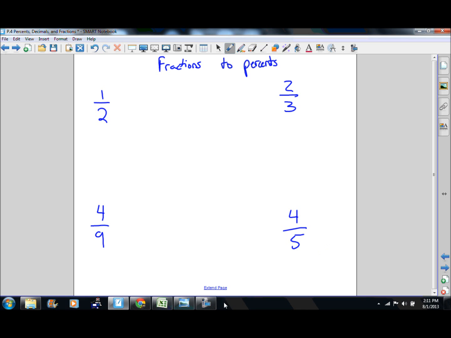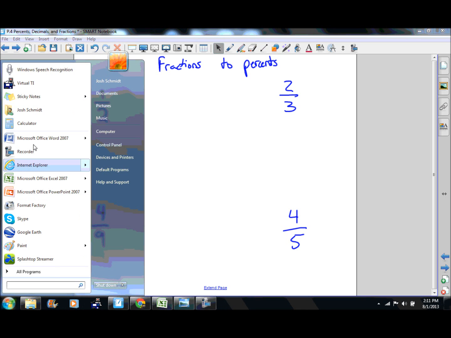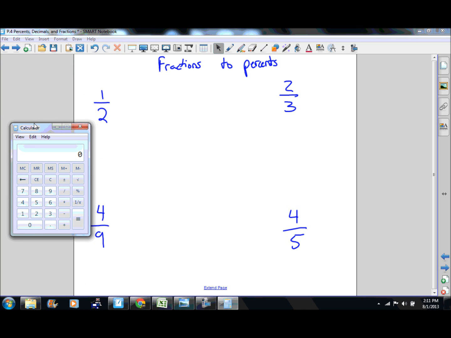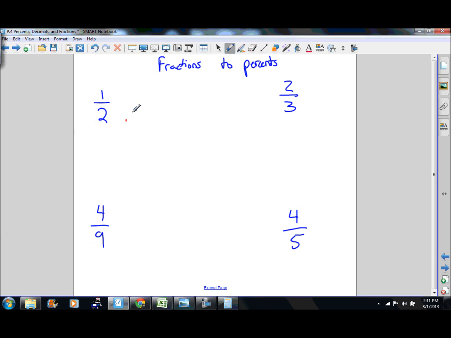Okay? Fractions to percents is adding in another step, and this is where calculators will be useful. The first thing we have to do in order to turn these into percents is open up a calculator and figure out what 1 divided by 2 is as a decimal. In this case, 1 divided by 2 is 0.5. And then 0.5, if we move the decimal twice, will turn into 50%.